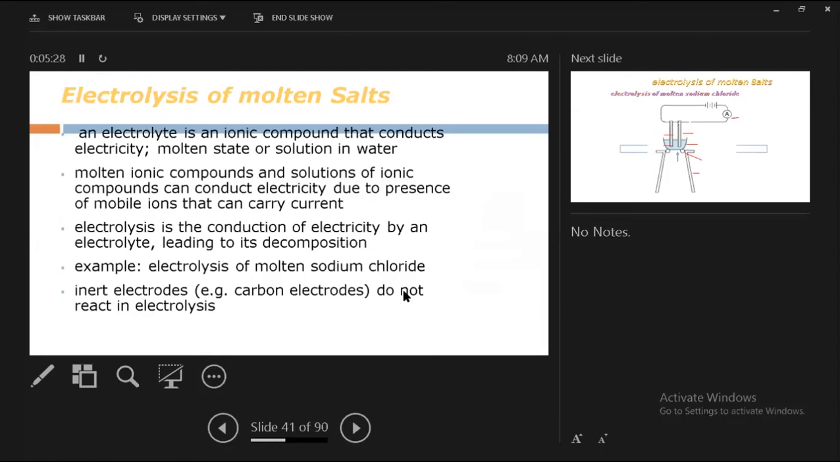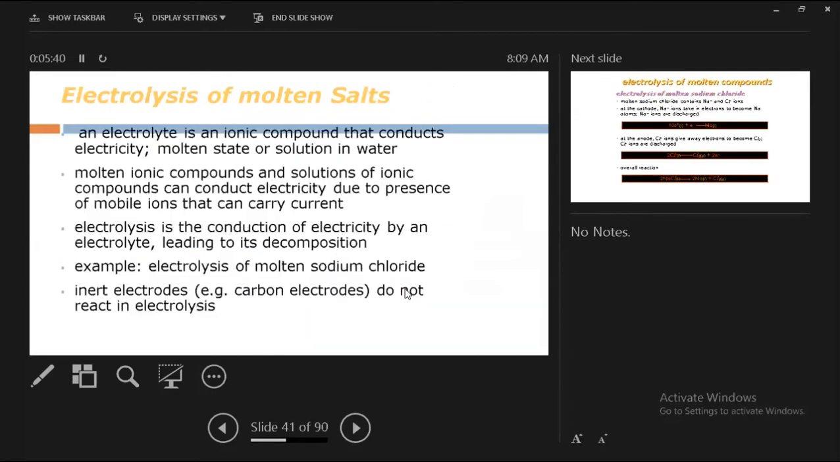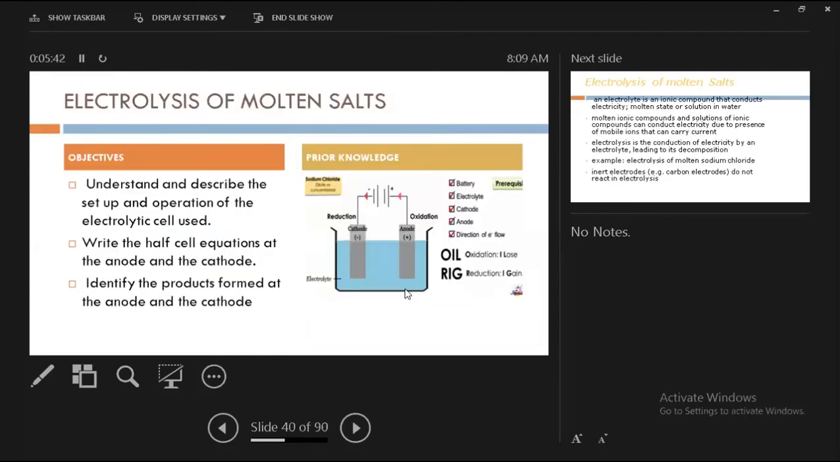So when electricity is passed through the molten salt, then the cations will move to the cathode, and the anions will move to the anode. So the positive ions will move to the negative electrode, and the negative ions will move to the positive electrode. So you must be able to identify which ions will move to which electrode.